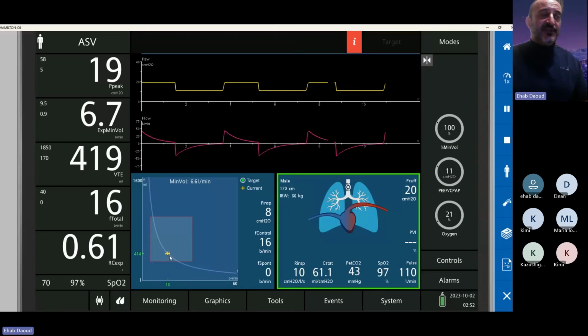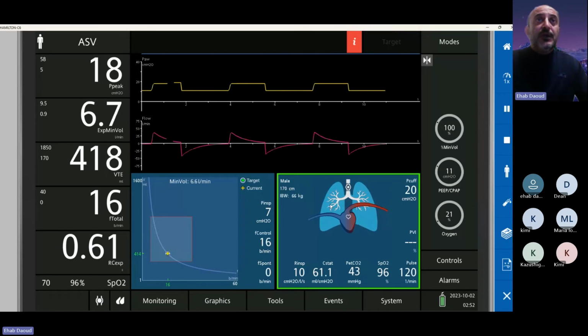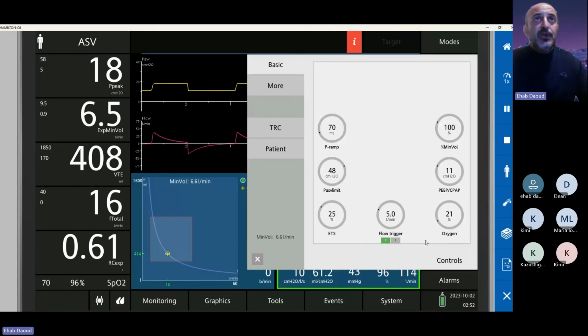So how are we going to set this? There are a lot of studies about the effectiveness of those modes, not only for safety during mechanical ventilation, but also for weaning. And recently, there has been a lot of interest in their effect on mechanical power. So what do we do? What do we set? Let's go to control.